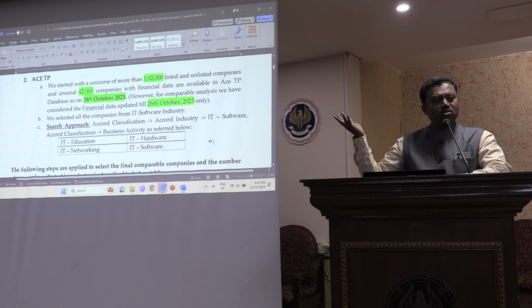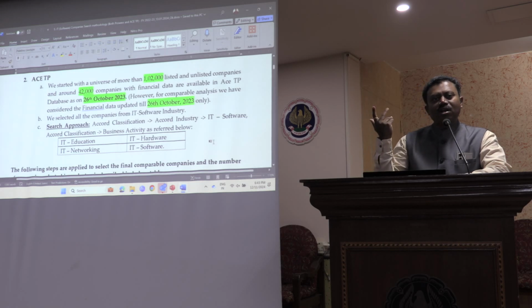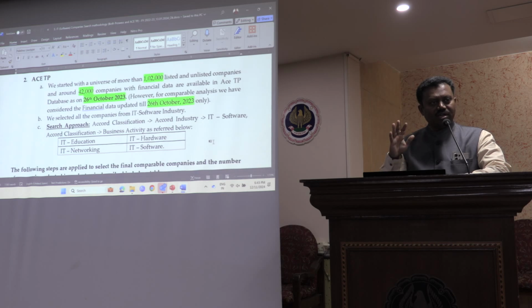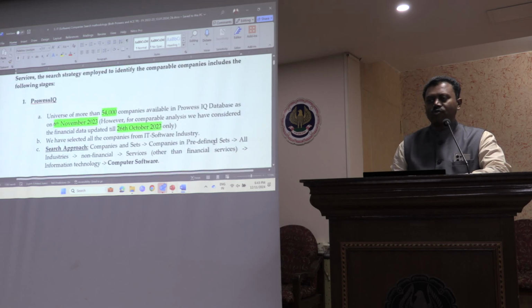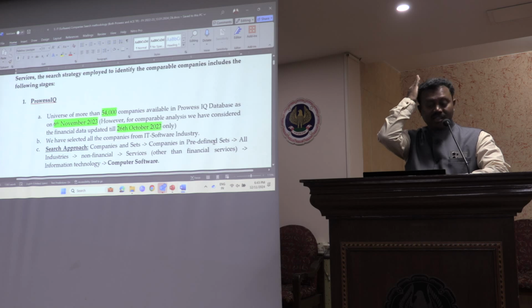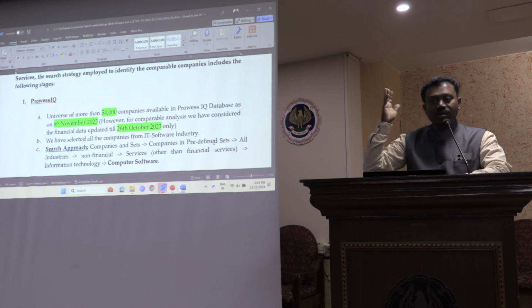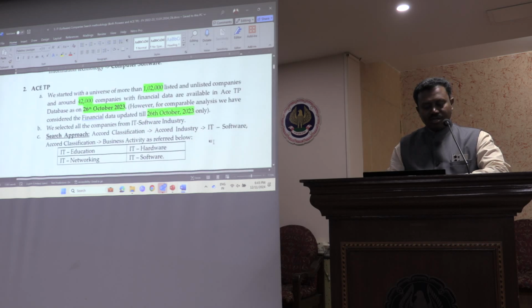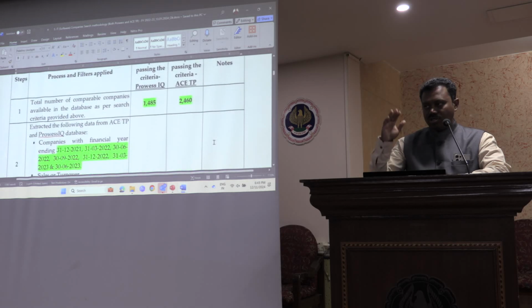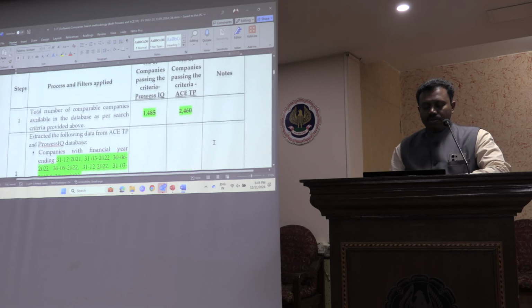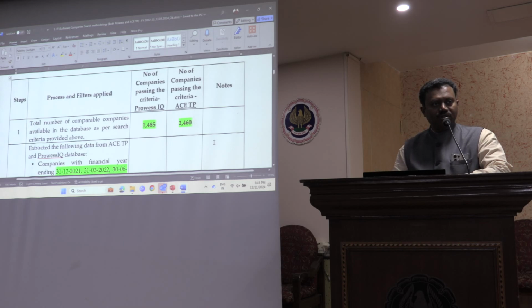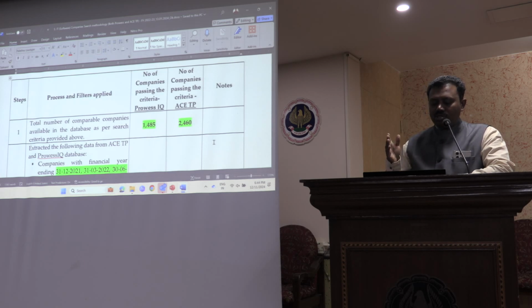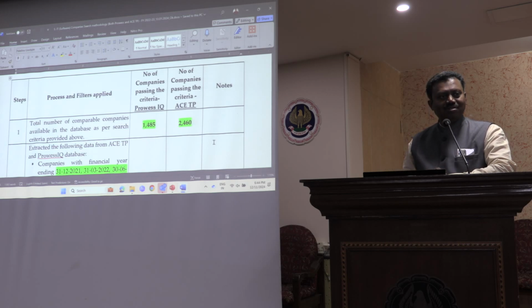Same way for STP also, there is a methodology. There are some 1,02,000 companies that are listed in databases. In Progress, you have some 54,000 companies. This I am telling as of 6 November 2023. That is the strength of the database. And there is a process that we have adopted, some steps we have followed after this. So after this, it gives a list of a whole lot of companies. The number of companies passing the criteria in Progress is 1,485 companies. In STP, we could get 2,460 companies.